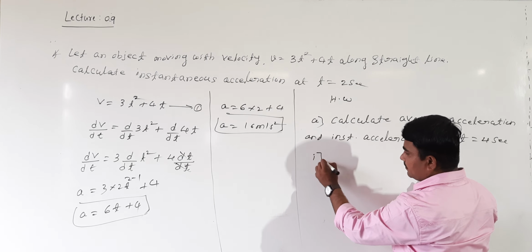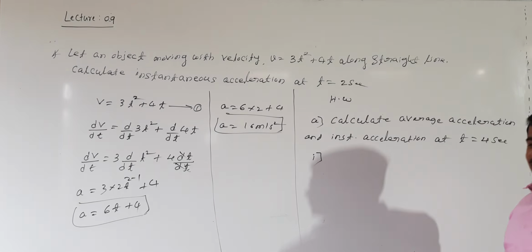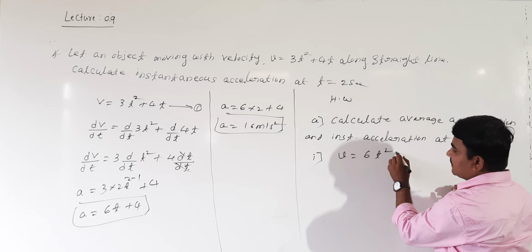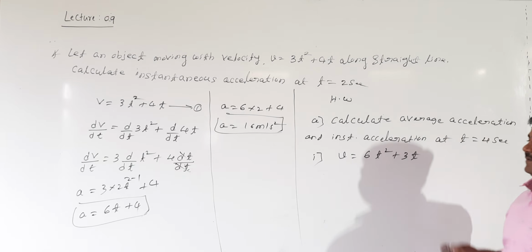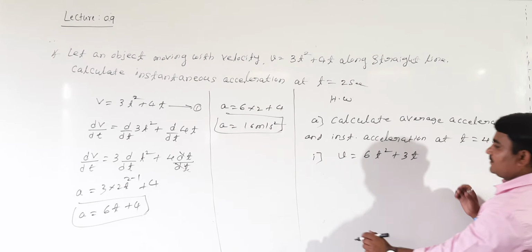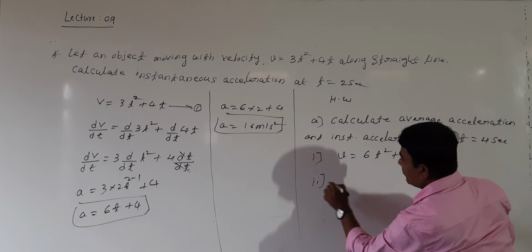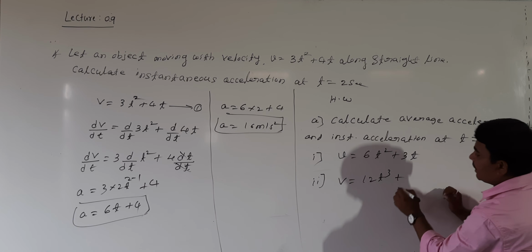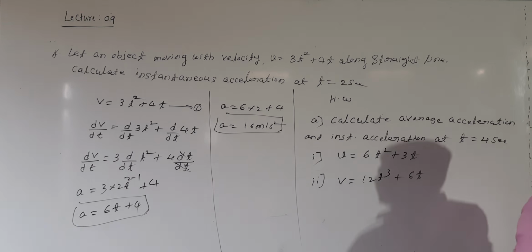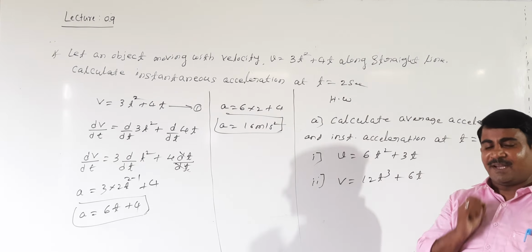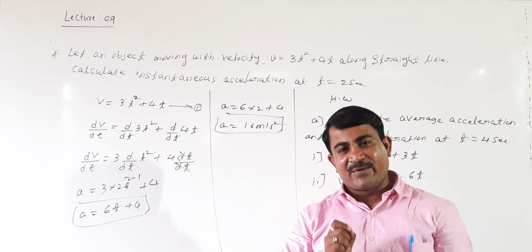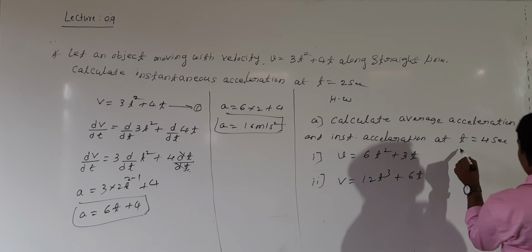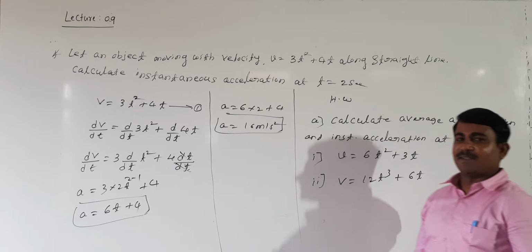One equation I will give. In one equation, the velocity of the body v equal to 6t square plus 3t. The second option I will give: velocity of the body 12t cube plus 6t. In both cases, what we need is to calculate the average acceleration and instantaneous acceleration at t equal to 4 seconds. Hope you will do it.